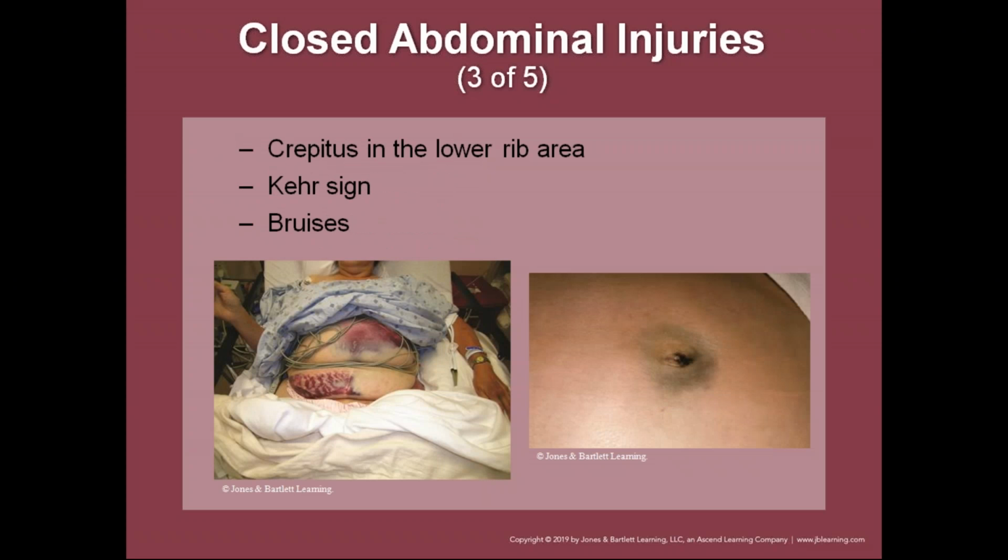There's some signs, some bruising signs. They could have voluntary or involuntary guarding. Bruises in the right upper quadrant, left upper quadrant, or flank might suggest an injury of the liver, spleen, or kidney. Again, remember where your organs are within those quadrants as you're assessing. And bruises around the umbilicus, called the Cullen sign, are predictive of significant internal abdominal bleeding. So that right picture right there, that's the Cullen sign.